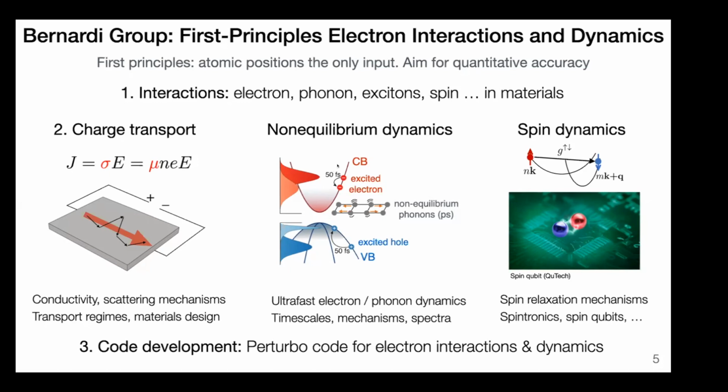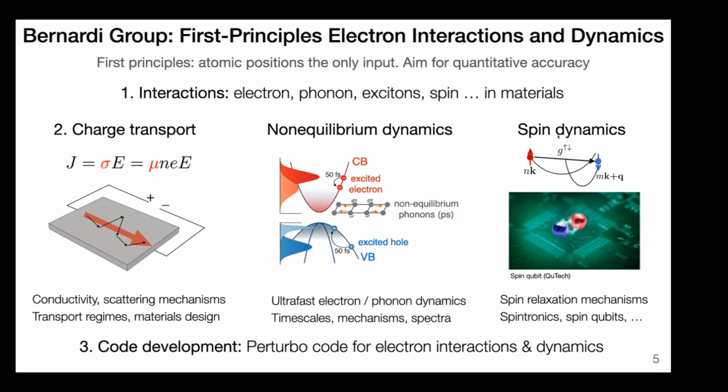Another motivation is studying materials that get excited out of equilibrium, for example, with a light pulse. And here, one of the goals is studying the resulting ultrafast dynamics of the excited electrons, which typically occurs on a femtosecond time scale, and the subsequent dynamics of the excited lattice. And so here, some of the goals are computing the timescales for these processes, the mechanisms, and also predicting the associated time domain spectroscopies.